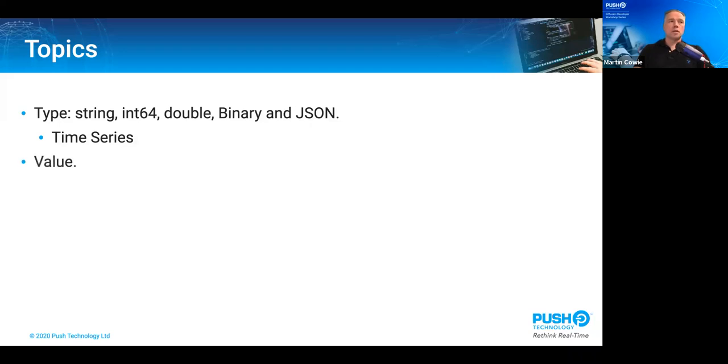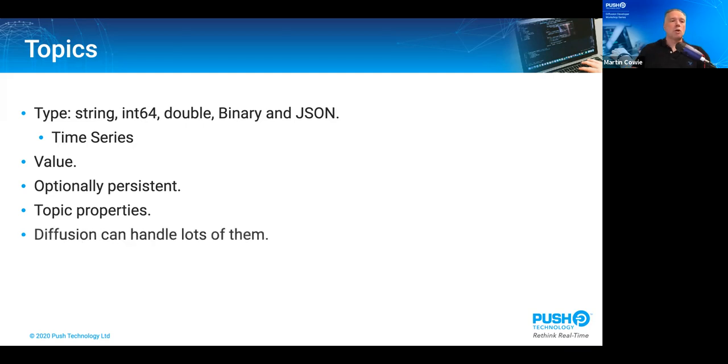And most importantly, a topic has a value. Publishing clients update this, and subscribing clients are delivered this. They can be persisted across reboots, which is important in a high availability scenario. They have topic properties. Now, these are used to hold metadata for integration with other features of the product, such as topic lifespans, topic views, etc. You can have a lot of them. It's common to create and then update a topic tree of 5 to 6 million of them.